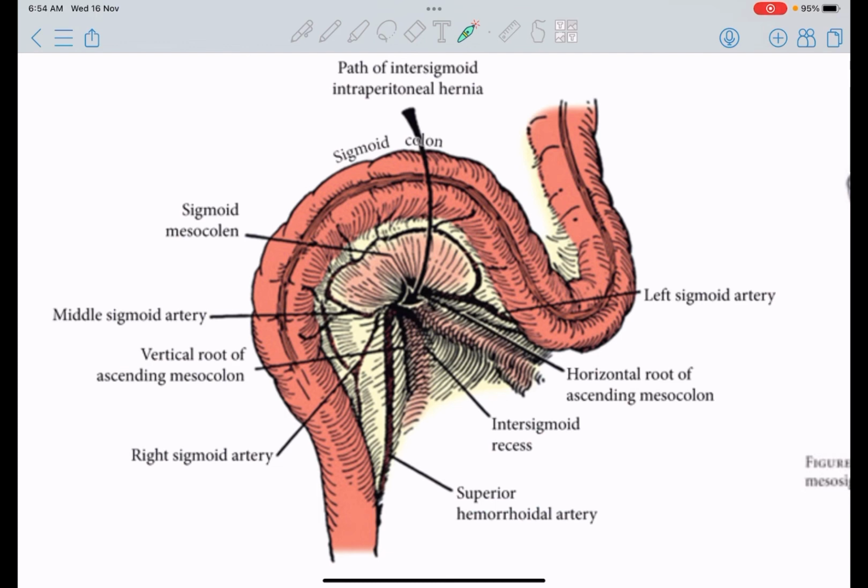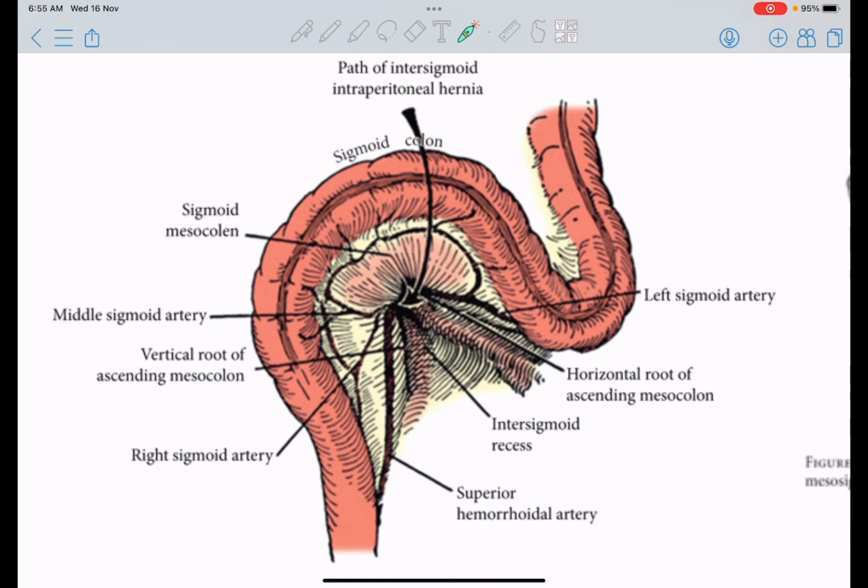The black arrow given here shows the path that the bowel takes to form intersigmoid hernia. The bowel starts over here and goes behind the sigmoid mesocolon through the intersigmoid fossa and across into the peritoneal cavity.